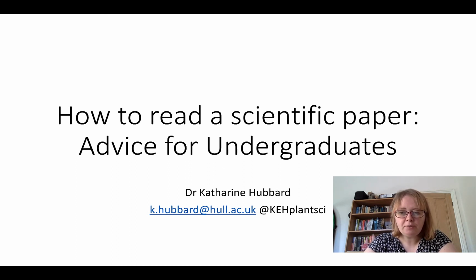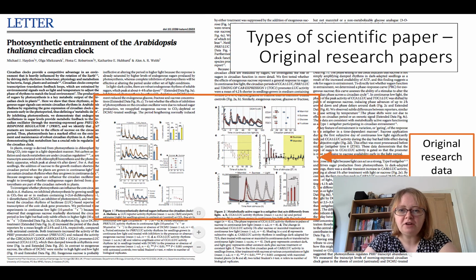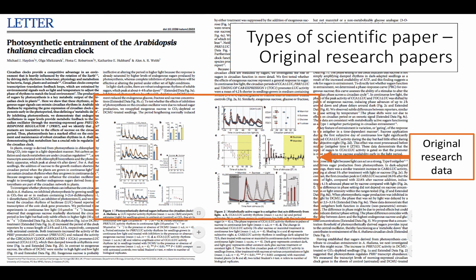So let's think about what we mean by a scientific paper. Well, there are actually two types of scientific paper that you might encounter in your reading. The first would be an original research paper. I've given an example of a paper that I've published. This was published in Nature, and it's an original research paper that presents original research data.